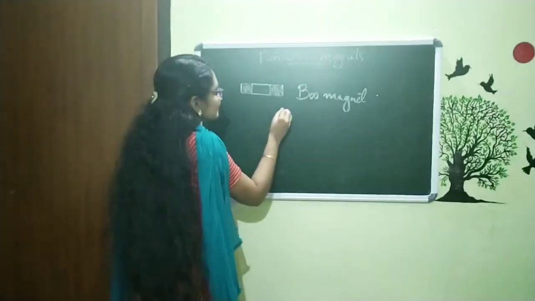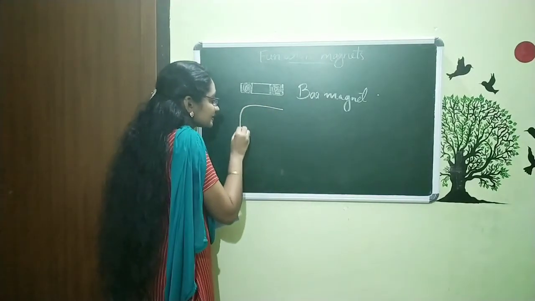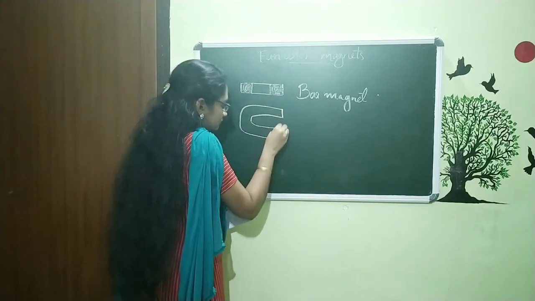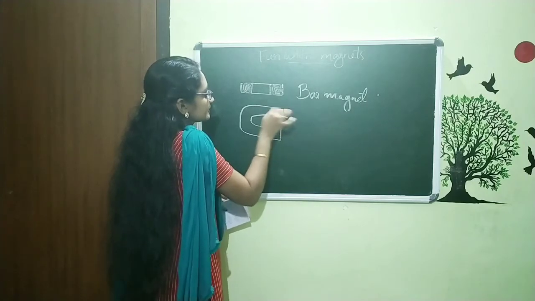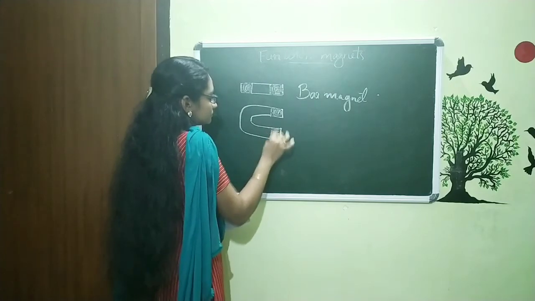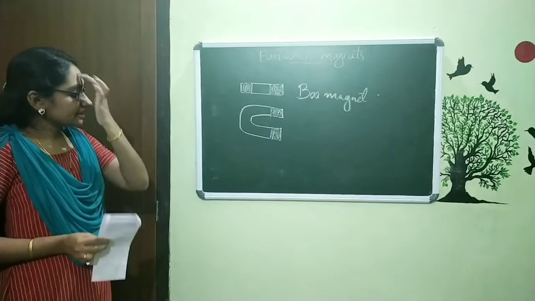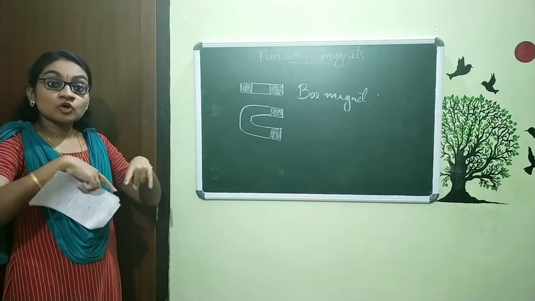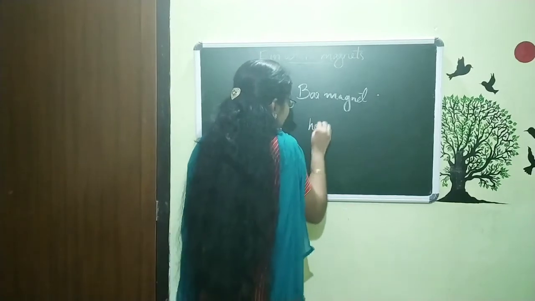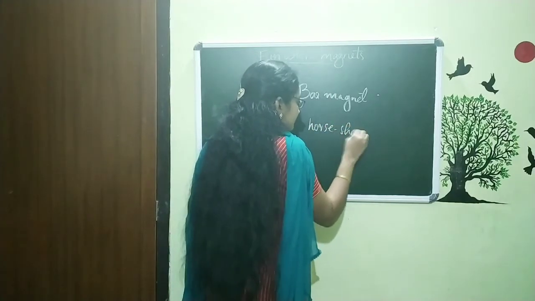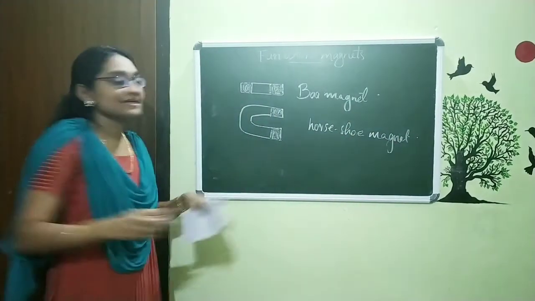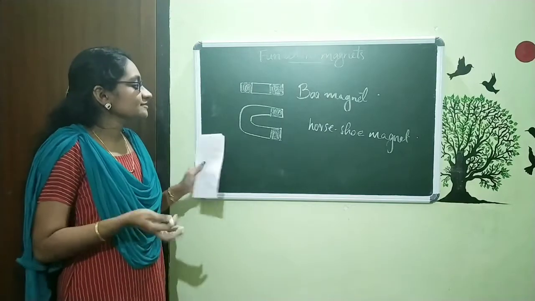And the next is this, the magnet which is in the shape like this. And the shaded portion will be here. What is the name of this magnet? It is actually in the shape of a horseshoe. And the name is horseshoe magnet. Considering it as the shape of the shoe of a horse, it is a horseshoe magnet.